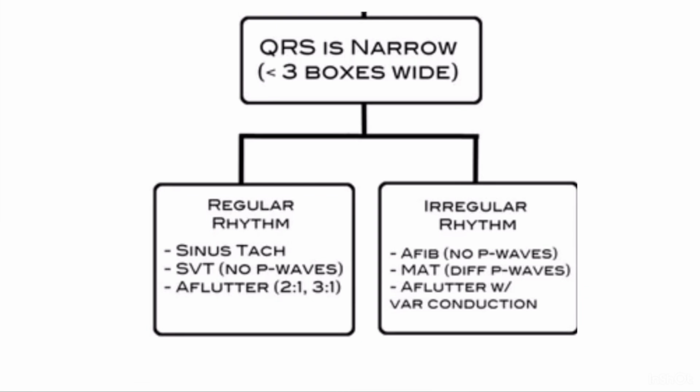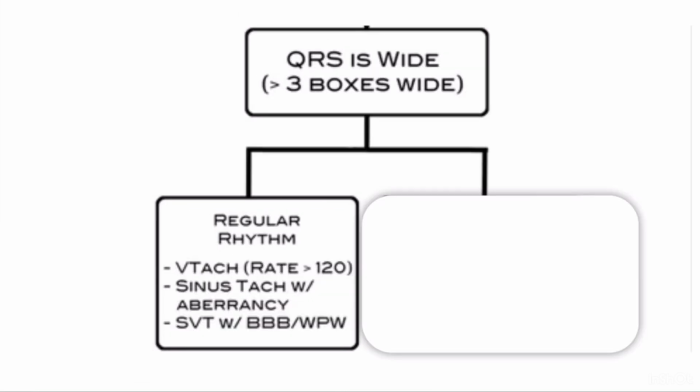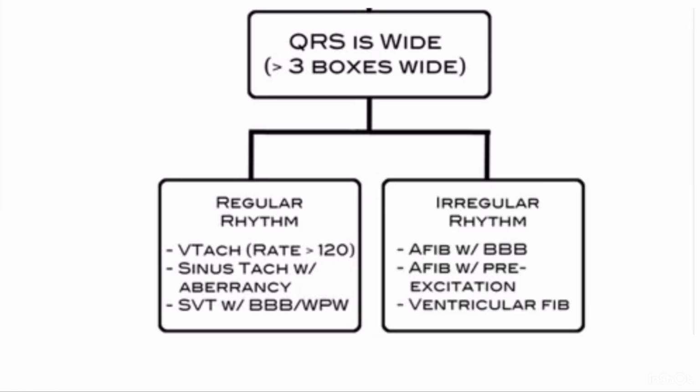Now let's jump to wide complex tachycardias. With a regular rhythm, possible causes include ventricular tachycardia, VT, sinus tachycardia with aberrancy, or SVT with bundle branch block or WPW syndrome. If the rhythm is irregular, possible causes include ventricular fibrillation, Torsades de pointes, or Afib with bundle branch block or WPW syndrome.